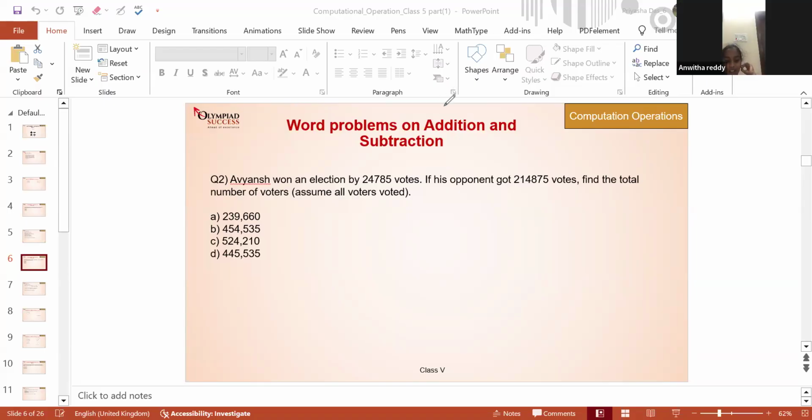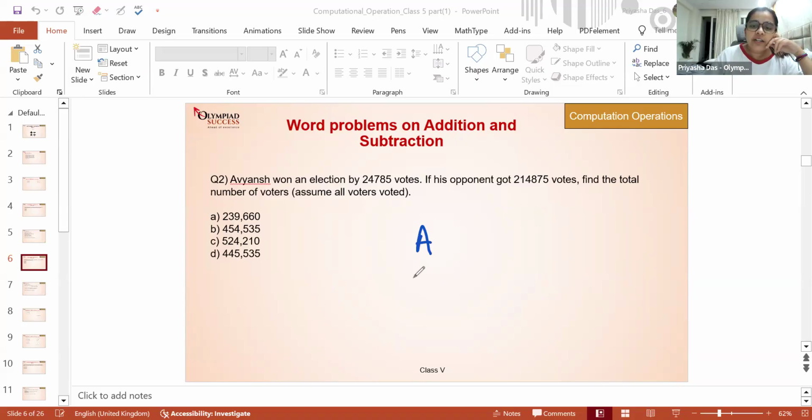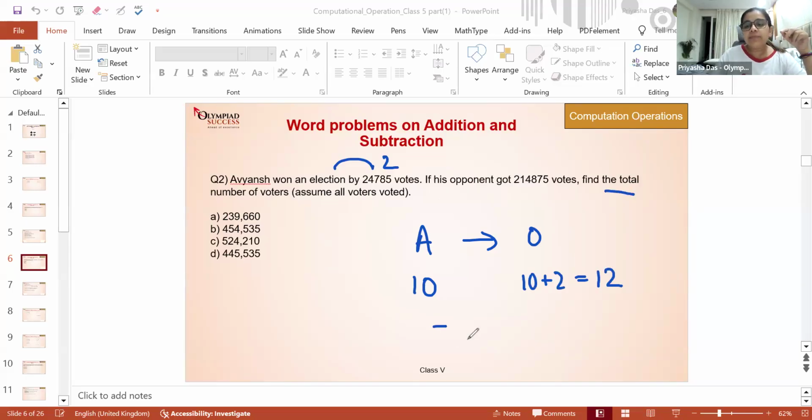Okay, ma'am, that I understand. Good. Arnav, say. Ma'am, I also didn't understand now. So Arnav, you got 10 votes. Okay. And your opponent won the election with 2 more votes. Won by 2 more votes. So 2 more votes than you. So 10 plus 2, he got 12 votes. And that's how the total becomes 10 plus 12, 22.